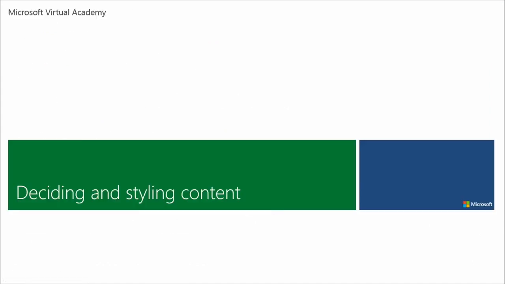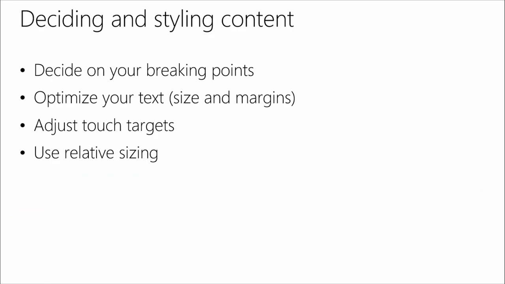So that would be deciding and styling content. The first thing that we do want to do is decide on our breaking points. We've already done that. We want a certain look for devices that are probably handheld, something with their width being under 700. We also want something for a medium-sized device, and then our default look will be for basically your standard issue website on a large screen, on a desktop, something like that.